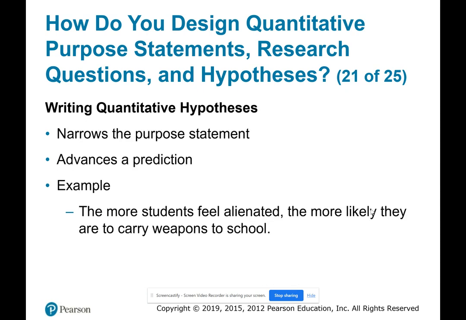Just like research questions, the hypothesis narrows the purpose statement in quantitative research. But hypotheses advance a prediction about what the investigator expects to find. Researchers make at least one hypothesis to predict the outcome of the study. For example, the more students feel alienated, the more likely they are to carry weapons to school.